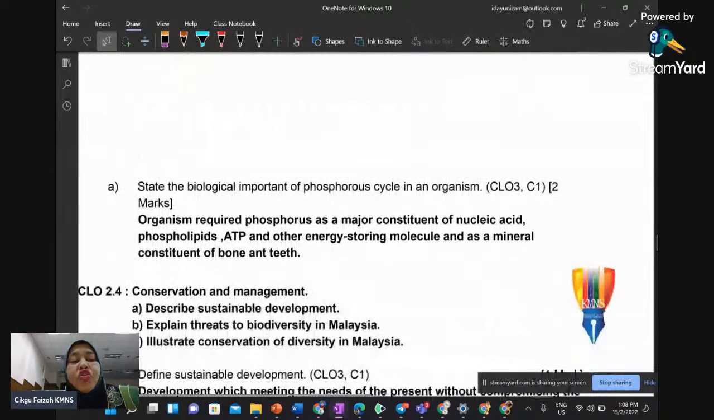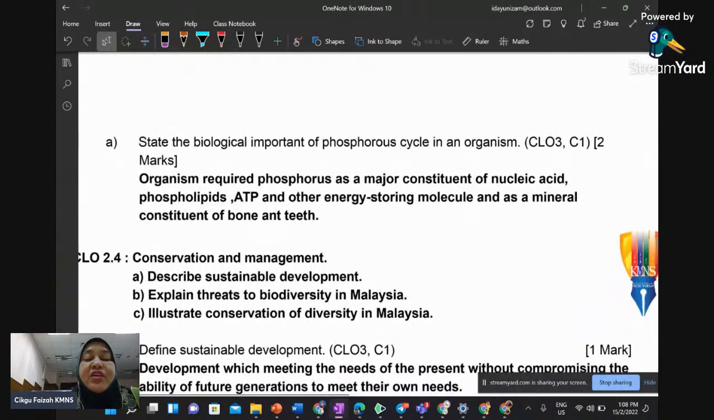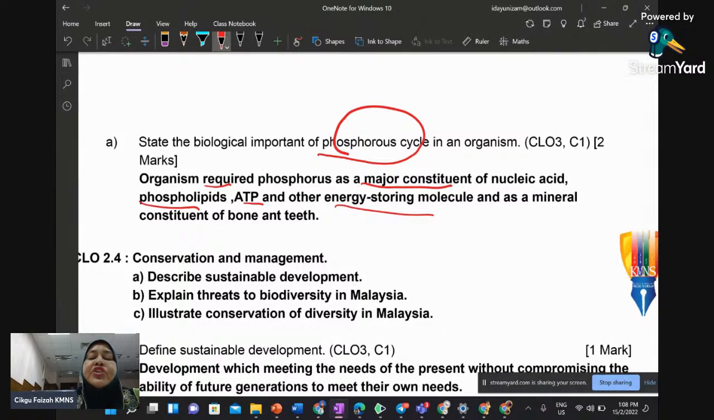Okay. So, apa pentingnya phosphorus cycle in organisms? As you all know, it is required as a major constituent of nucleic acid, phospholipid, ATP, and also another energy storing molecule, and also as a mineral. Kita perlu ambil phosphorus untuk strengthen our bone and our teeth. Alright, so we stop until here.